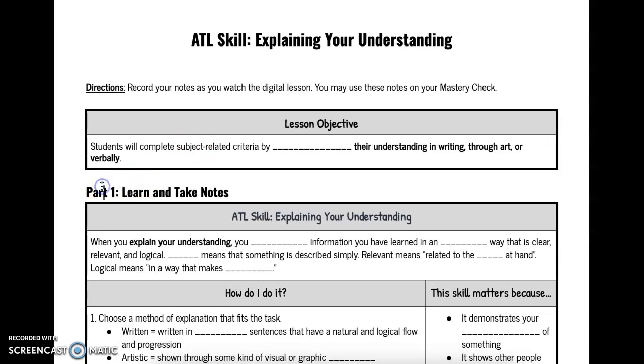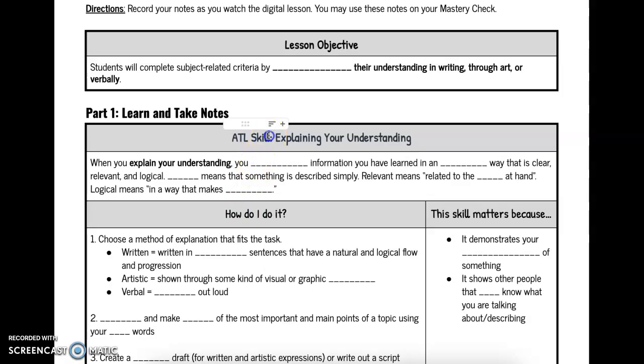So let's go ahead and do part one, which is learning and taking notes. Let's first understand what this even means. So we're focusing on explaining our understanding. When you explain your understanding, you describe information you have learned in an original way that is clear, relevant, and logical. Clear means that something is described simply, relevant means related to the task at hand, and logical means in a way that makes sense.